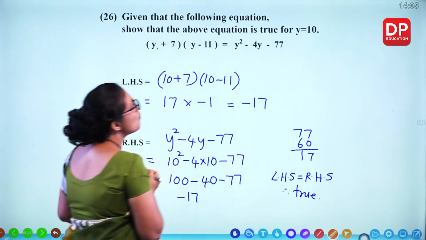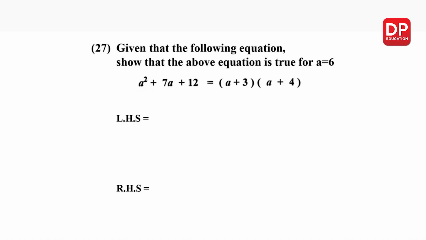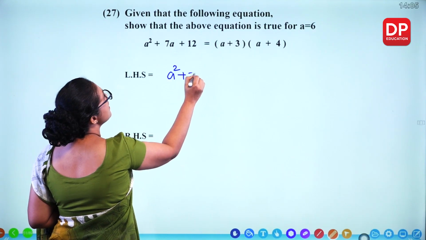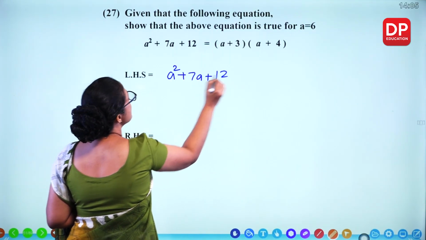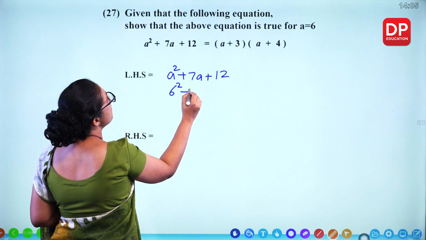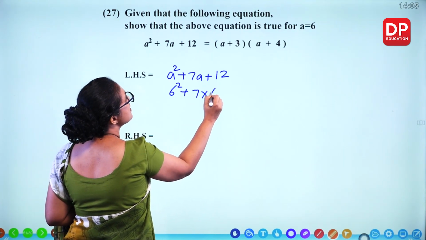when y equals 10. Given the following equation, show that the above equation is true for a equals 6. Left hand side, a squared plus 7a plus 12. Substitute 6. 6 squared plus 7 times 6 plus 12.